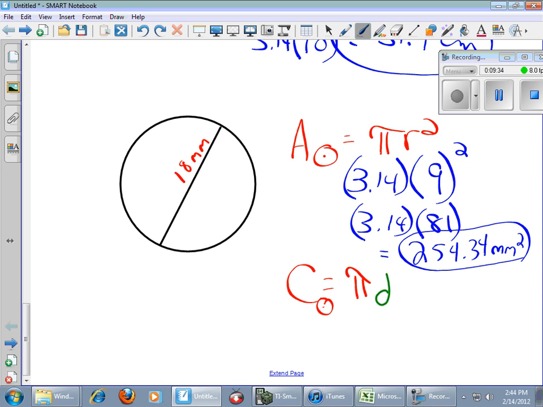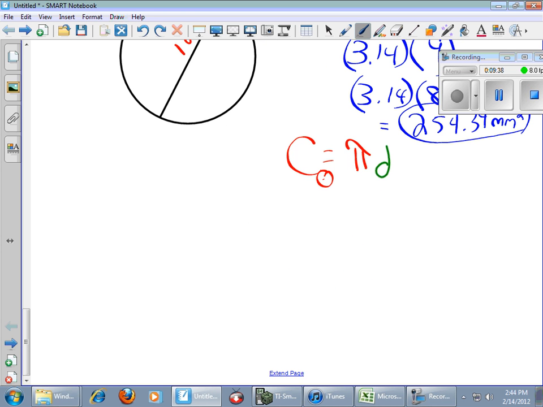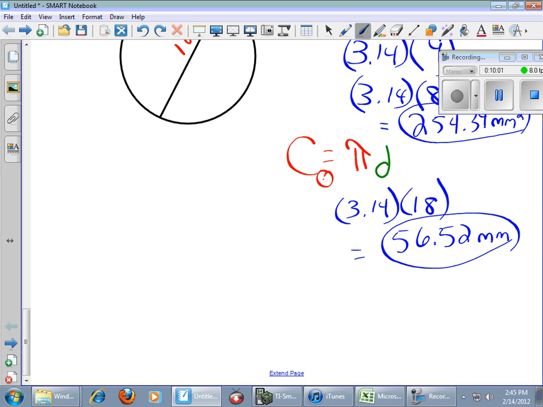All right. Now to do the circumference, pi d, I'm going to take the approximation of pi and multiply by 18. And that is going to yield 18 times 3.14. 18 times 3.14 is going to be 56 and 52 hundredths millimeters. See how simple that is?